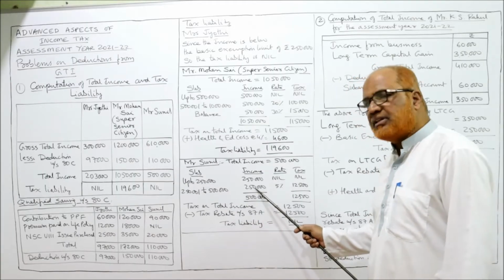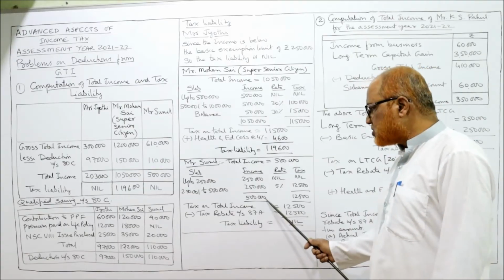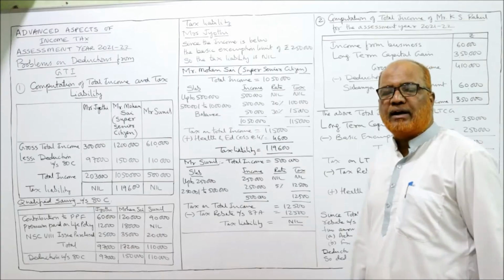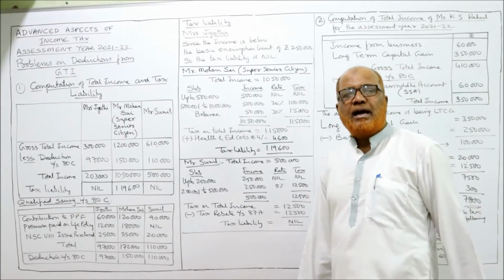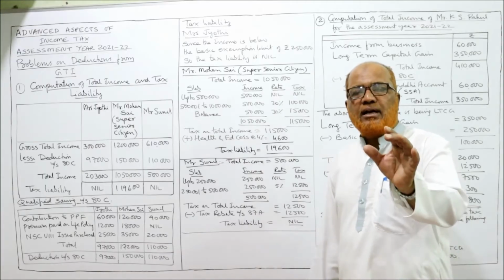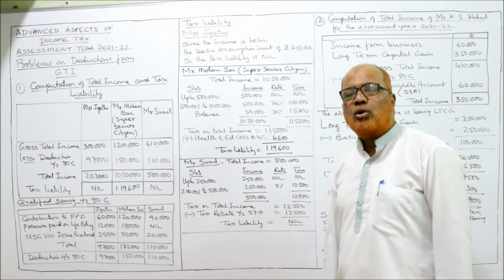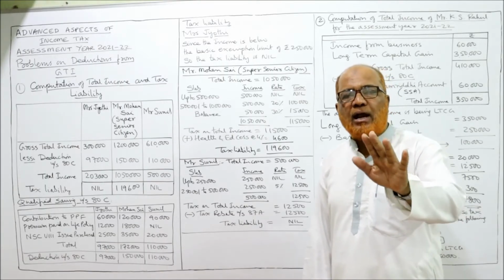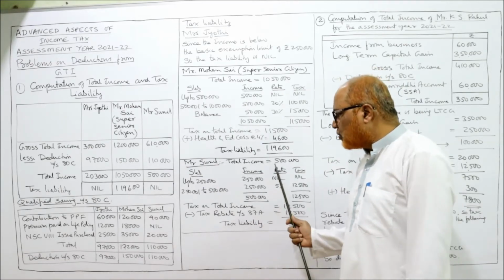The income is 2,50,000. The tax rate is 5%, so 12,500. So the tax on total income is 12,500. But tax rebate will be allowed only if the total income is up to 5 lakh rupees. Over 5 lakh rupees, no tax rebate will be allowed. Here the total income is up to 5 lakh.